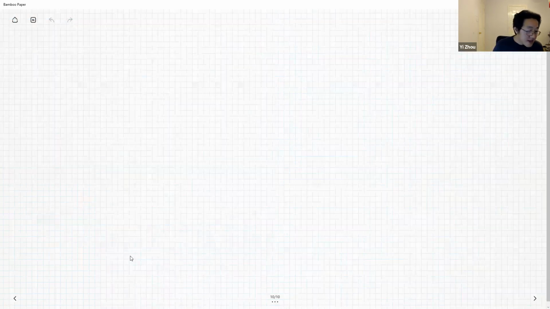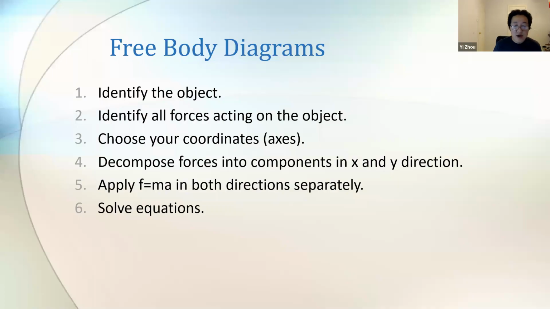All right, let me see. If you are not familiar with how to do the diagram, take a look at this slide. We identify the object, identify all the forces, choose the coordinates. So let's see an example of a two-dimensional force.